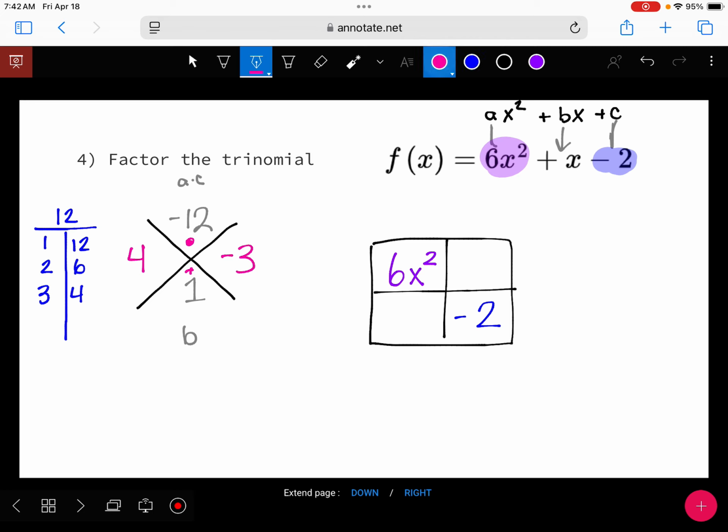The two pieces coming out of our X frame, it does not matter where they go in either of the two open spots. So I could put the 4 up here and the -3 on the bottom, or I could put the 4 down here and put the -3 up here. It does not matter which one it is, but they're both going to get this letter. So we're going to have our 4x and we're going to have our -3x.